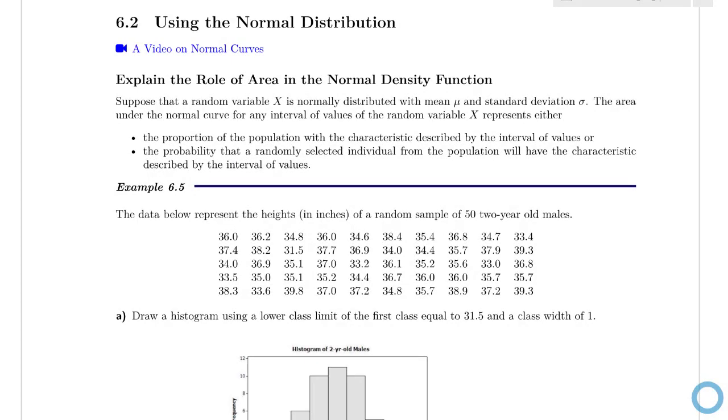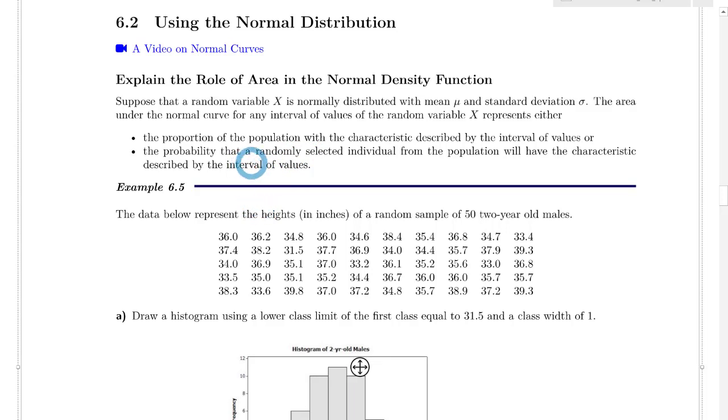All right. In this section, we're going to start using the normal distribution. Prior, we discussed the empirical rule, the shape, and the center, and now we're actually going to do problems with it. Here, we have to remember that the proportion of the population with the characteristic described is the random variable X, which can also represent the probability of a randomly selected individual.